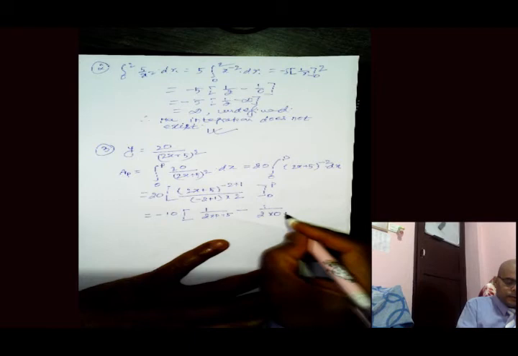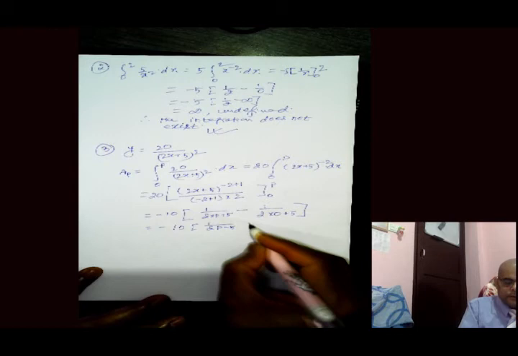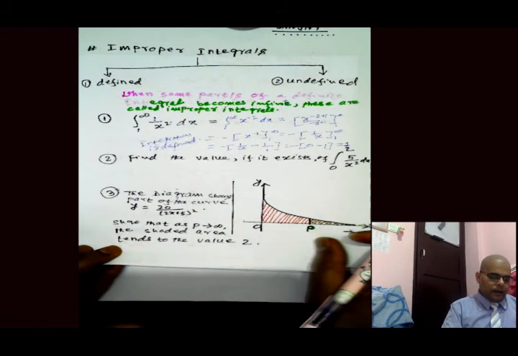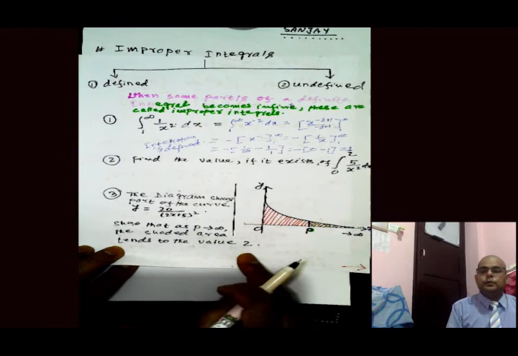So 2 times, this is where we put 0, so this is 0 plus 5. So you now have minus 10 times 1 by 2p plus 5 minus 1 by 2 times 0, which is 0, and then it is 5 only. Okay, so now the question states that as p tends to infinity, the area of the shaded region tends to the value 2.